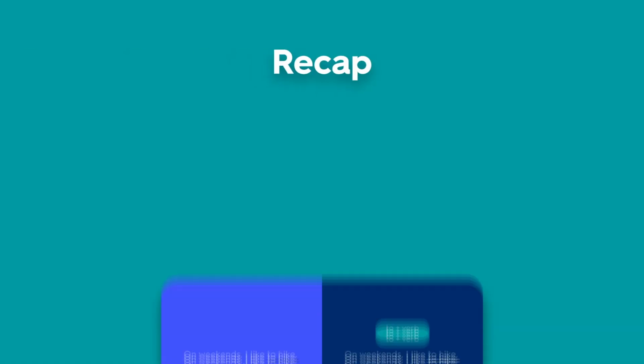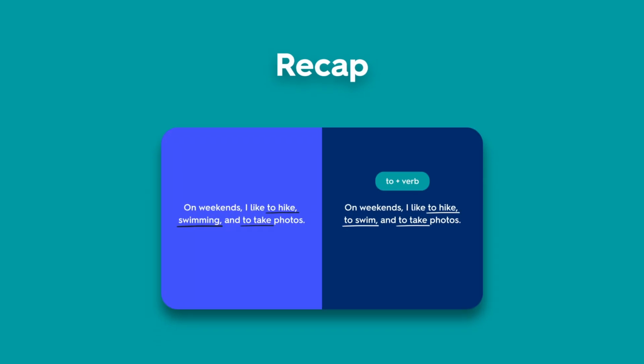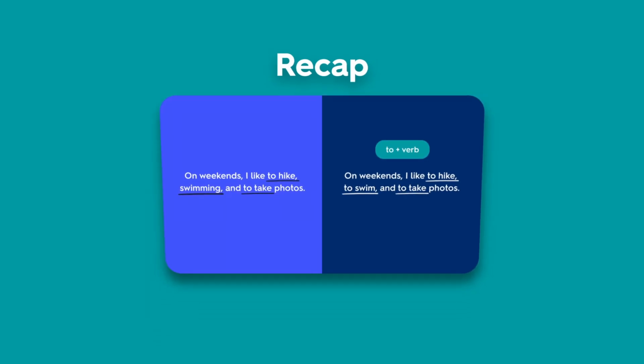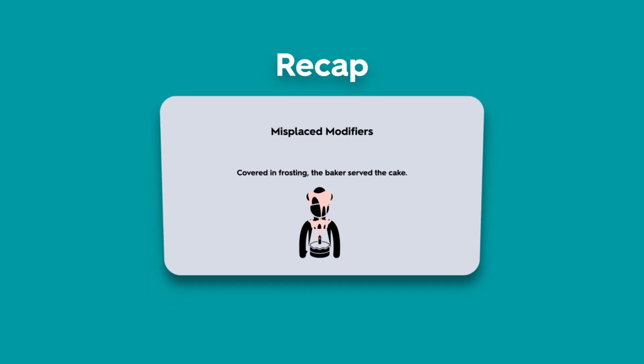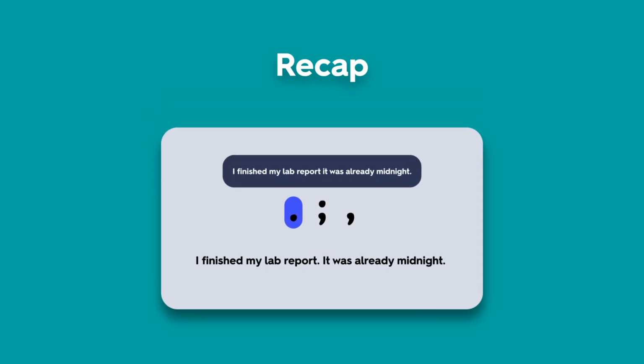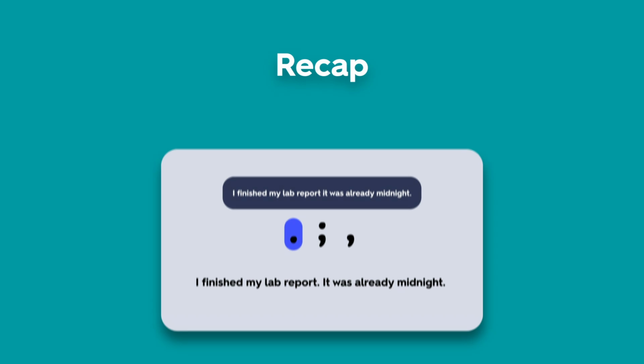To recap, parallelism means keeping the same pattern in lists and comparisons. Misplaced modifiers must sit next to the words they describe. Run-ons are two sentences jammed together. Fix them with a period, a semicolon, or a comma plus a conjunction.